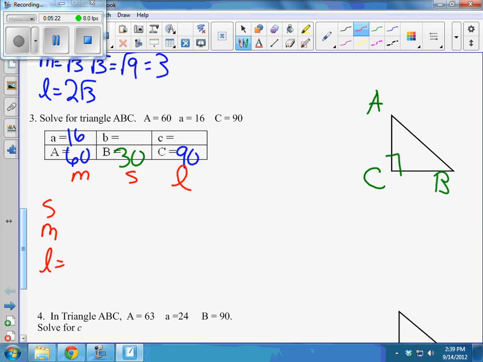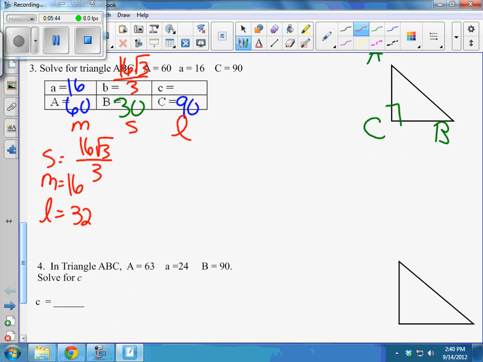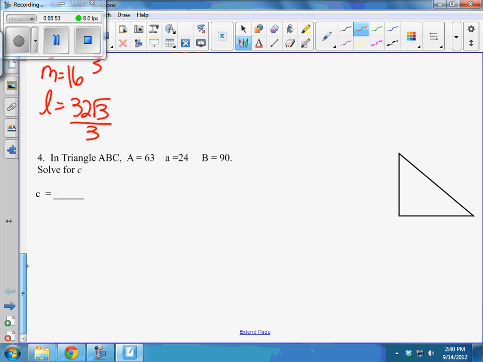And as it turns out, I know the medium side. And I would like to have a square root of 3 to take away, but there's not. So that's where we said the small side is just the medium side with the square root of 3 over 3. And that one's done. And then to go to the large side, I'm just going to double it. But the only thing that gets doubled is the 16. So it's 32 square root of 3 over 3. And I can fill that in. Okay? All right, let's go to number 4.